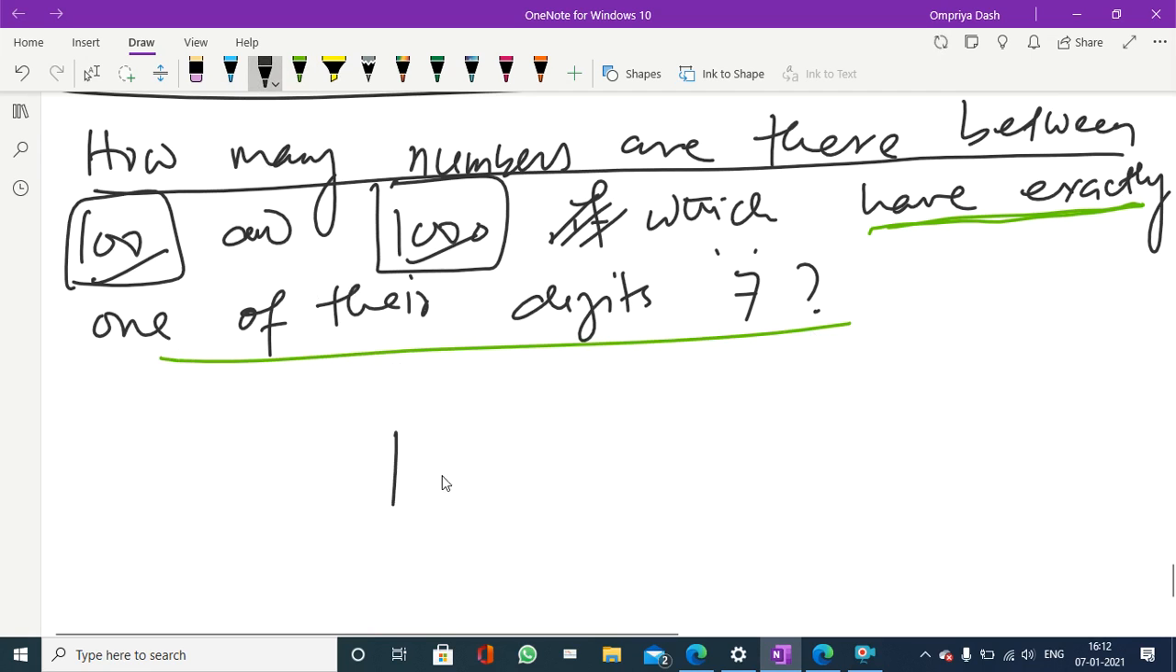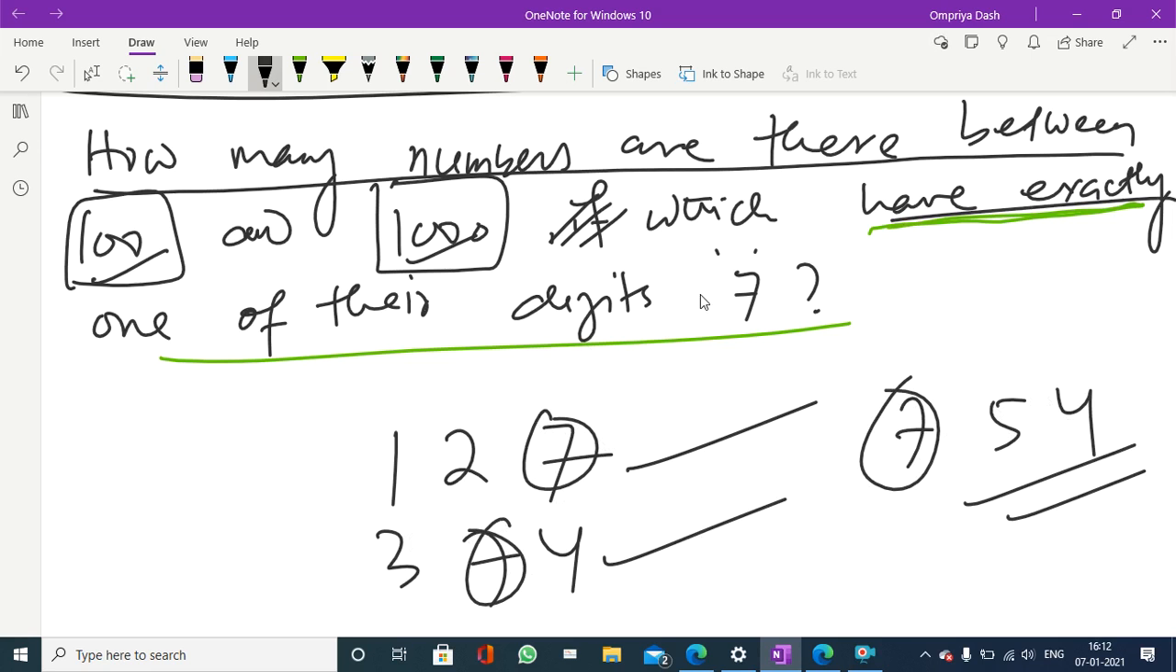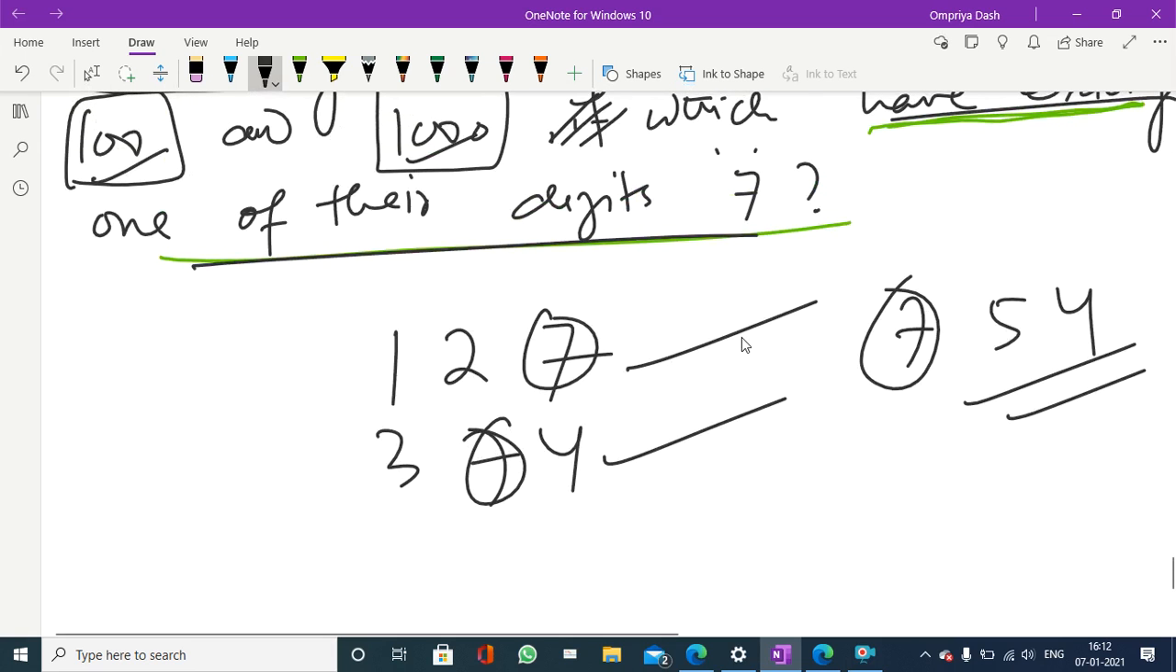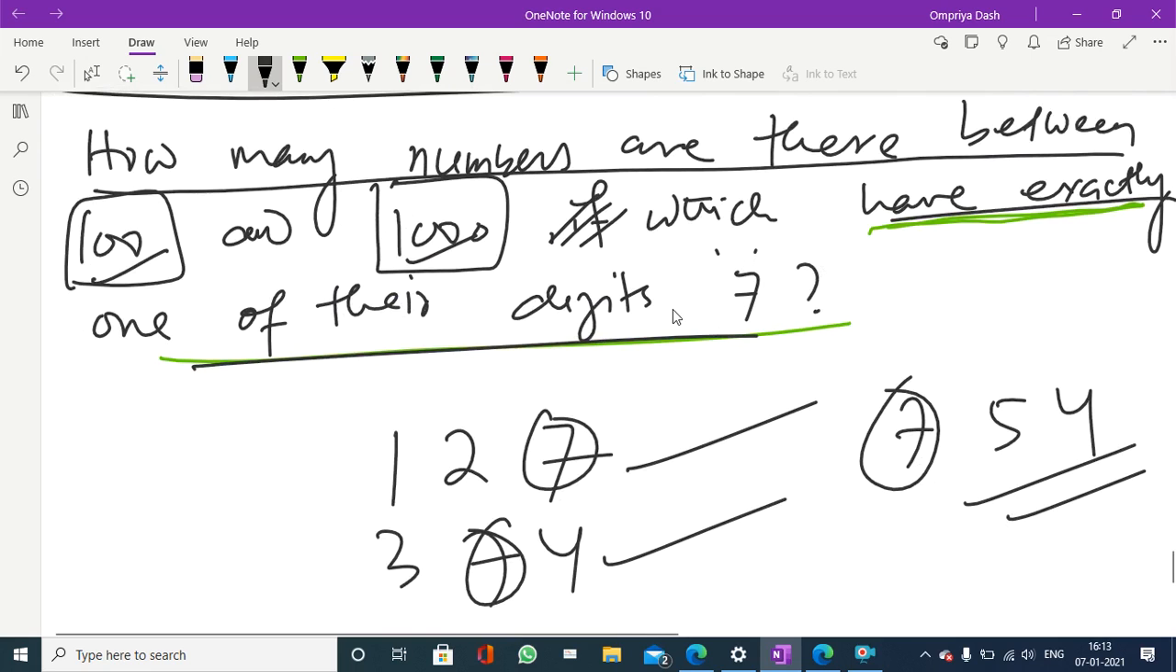For example, this kind of numbers are accepted, right? Because in these numbers 7 is used exactly once. If 7 is used more than once, those numbers are not accepted. If 7 is not used at all, then also those numbers will not be accepted. 7 has to be used exactly once. So now, in how many different ways can you fill the 3 places, ones place, tens place and hundreds place, so that exactly one of their digits is 7?